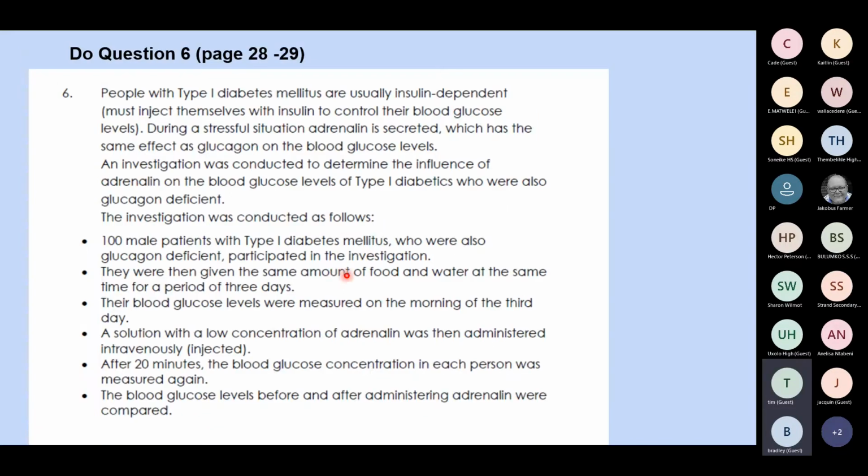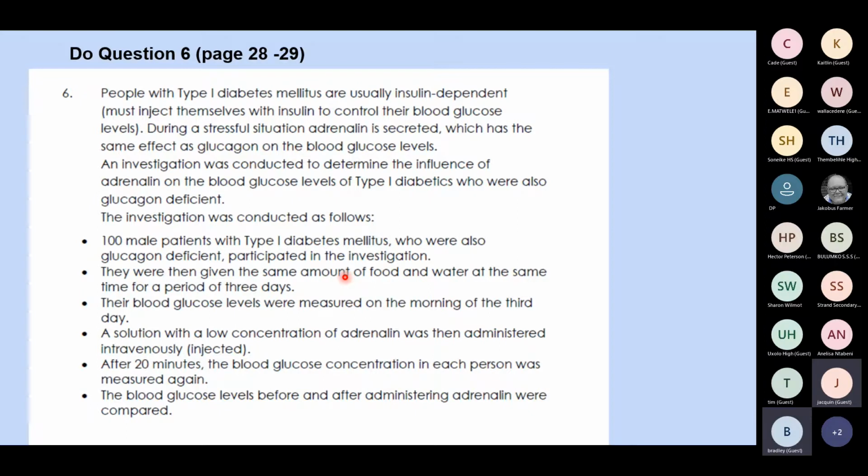Now, grade 12s, on page 28 and 29, question 6. Question 6 is a scientific investigation, and there is a lot of reading to do. So please, grade 12s, I want you to read with me. And when we are reading, we are highlighting certain things.